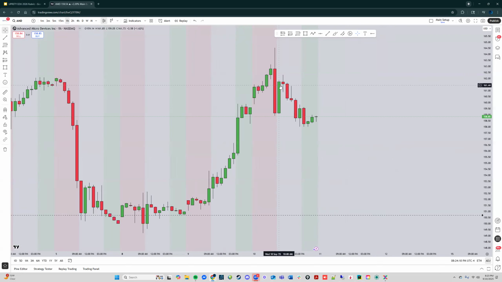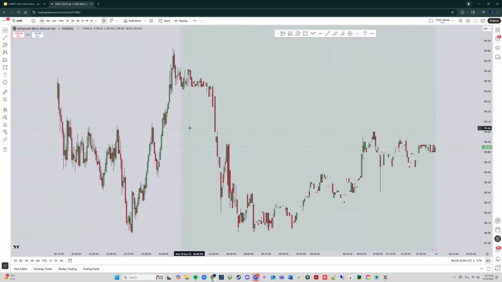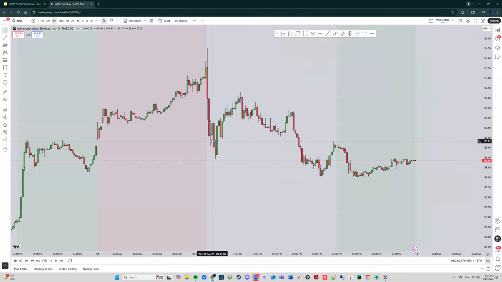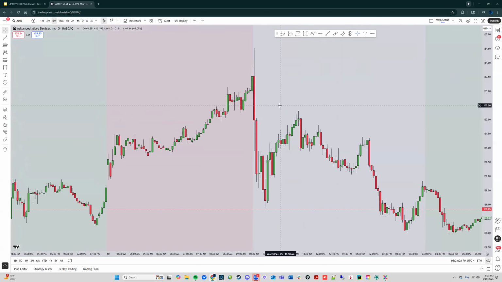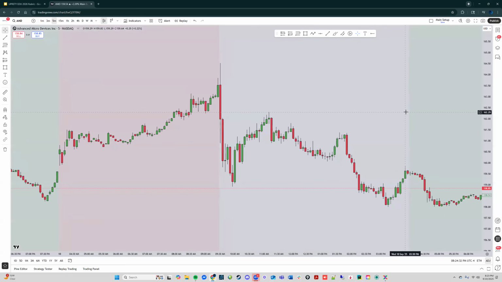So you guys can see there's 1, 2, 3, 4, 5, 6 candles here. If we go to the 15 minute, there's going to be a bunch more because we're consolidating. If I go to the 1 minute, there's going to be a bunch. Once again, let's take a closer dive into what happened with AMD today.